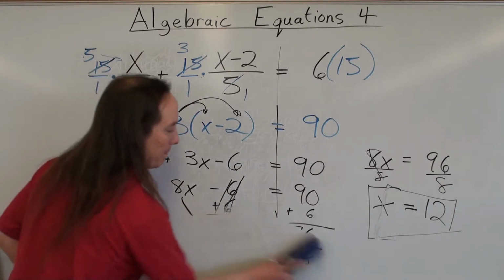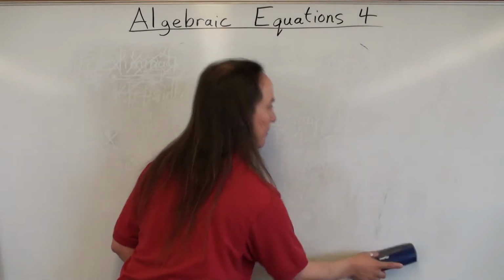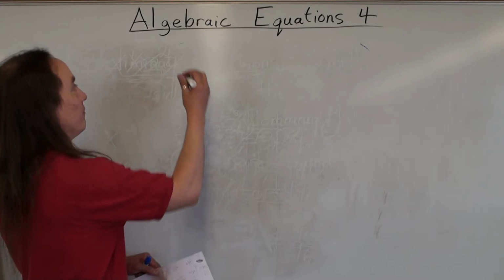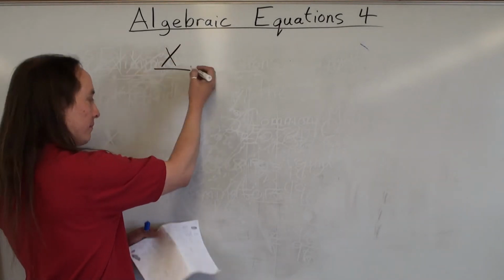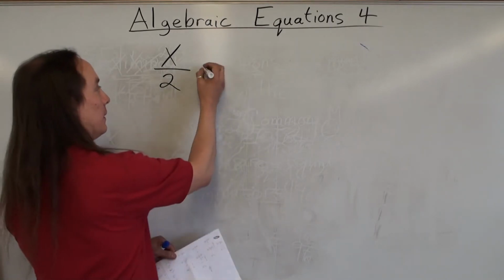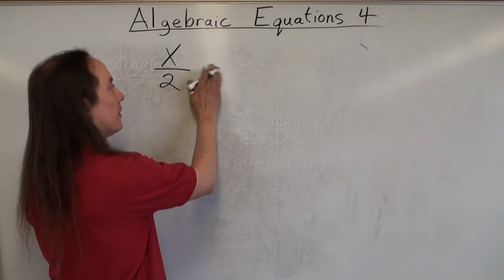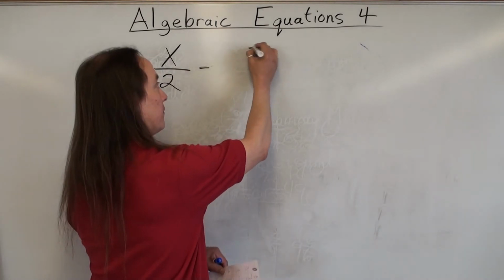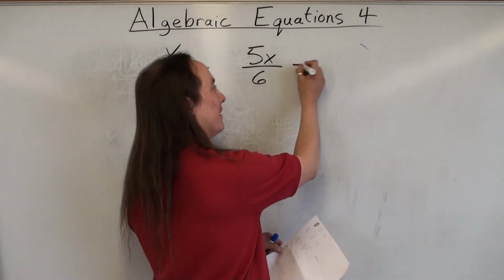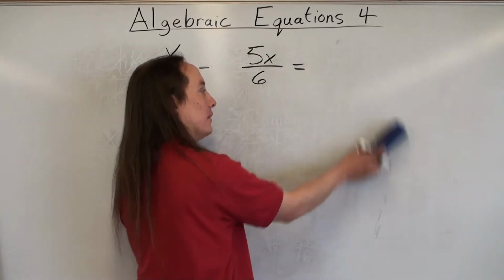All right. Let's do another one. X over 2 minus 5x over 6 is equal to 1/9. Actually I should give myself more room because I know I'm going to have to multiply. And again, I should probably move that over a little bit too.